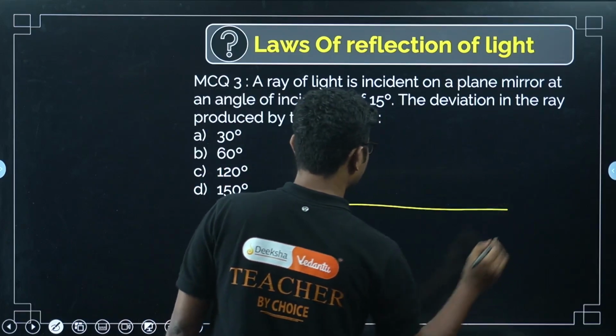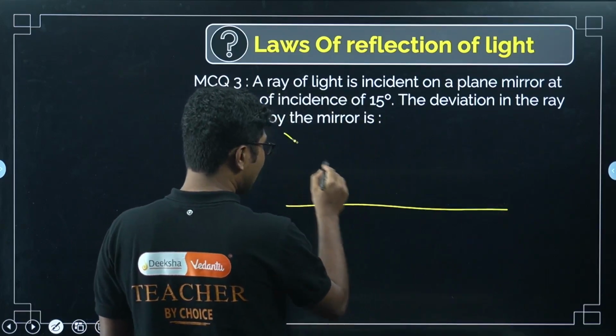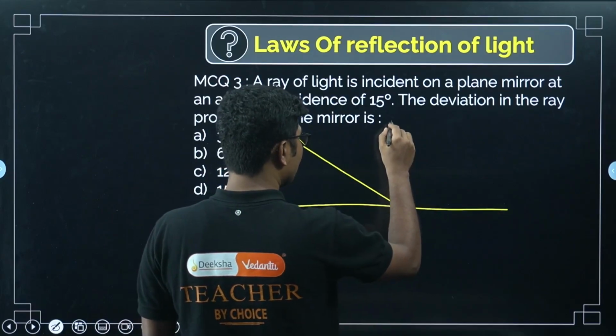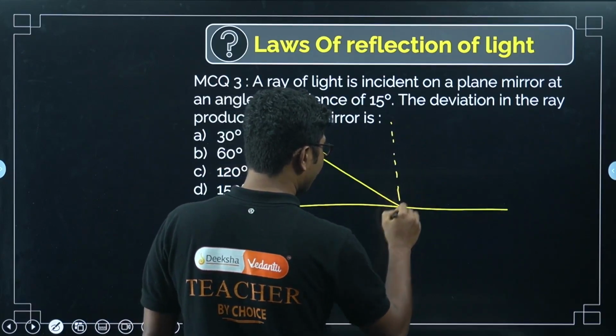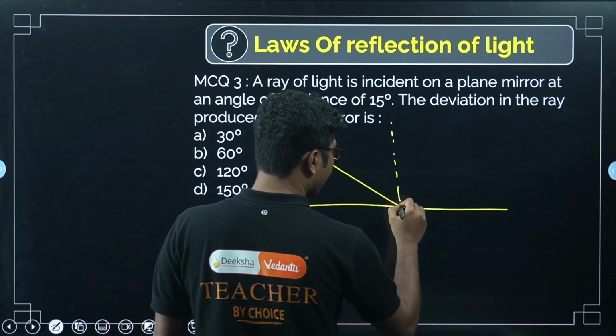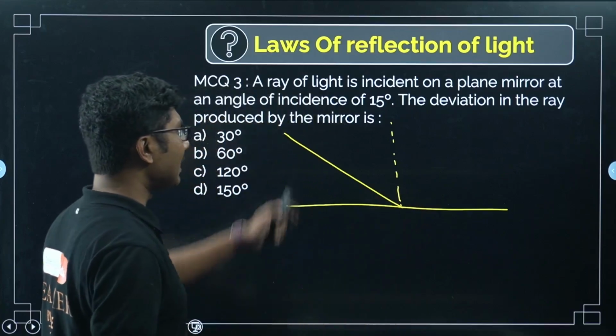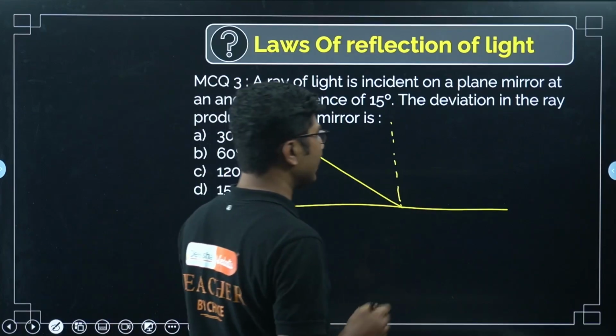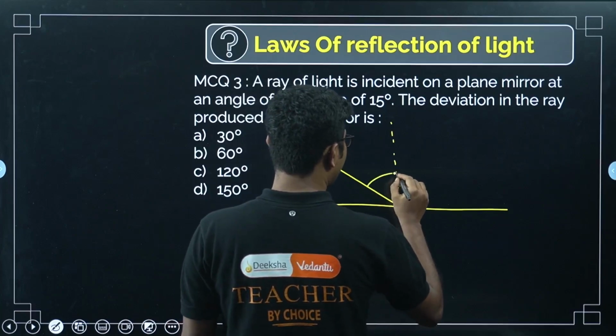So we have a mirror. Light is reflecting at an angle. To measure the angle, what we have to do? We have to draw a normal at the point of incidence, right? This line is called the normal. Normal means 90 degrees. Now this angle is called the angle of incidence.